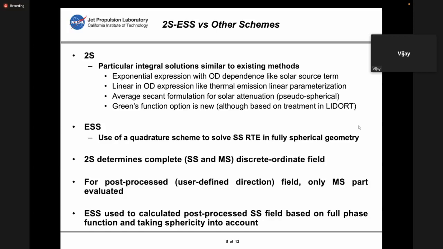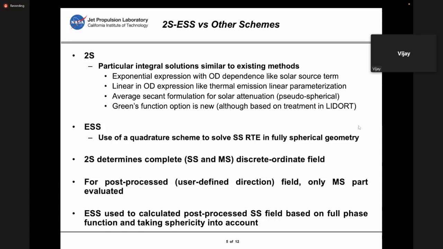For the solar case, the use of the average secant formulation for solar attenuation follows the practice adopted in the numerically precise LIDORT and VLIDORT models, which many people use, using the well-known pseudo-spherical approximation. To the best of our knowledge, the use of a Green's function solution in the two-stream model is new. Of course, we do base this on the treatment that is there in the LIDORT model.